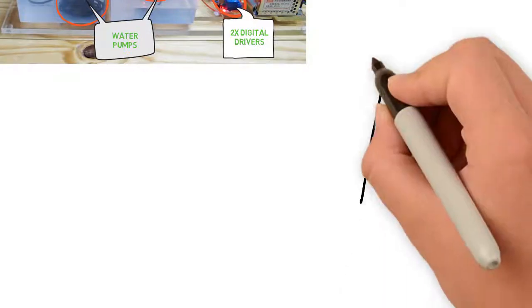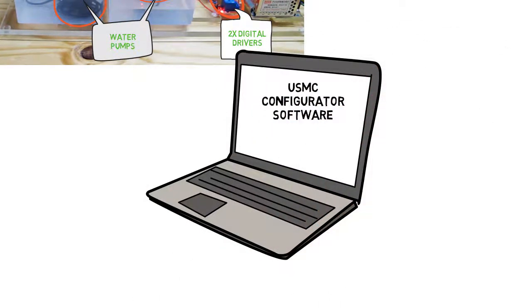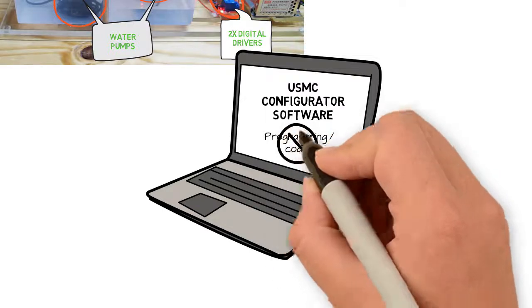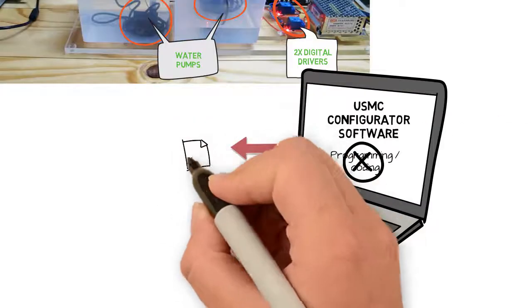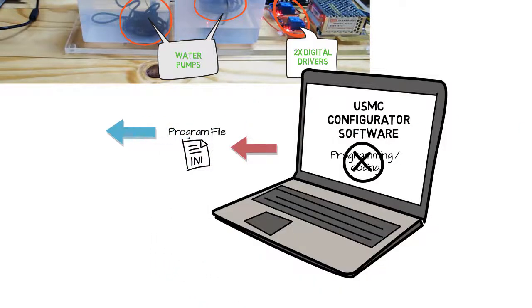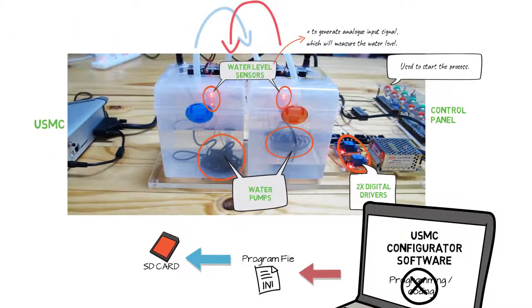We are using a laptop, where USMC configurator software is already installed. Its purpose is to generate the machine program file using only a set of menu-driven actions, without a single line of coding required. Once the machine program file is generated based on the algorithm of this demo, it will be stored into an SD card, and will be transferred into the SD slot on the USMC device. Once the reset button on USMC is pressed, the algorithm will be executed to perform the task.